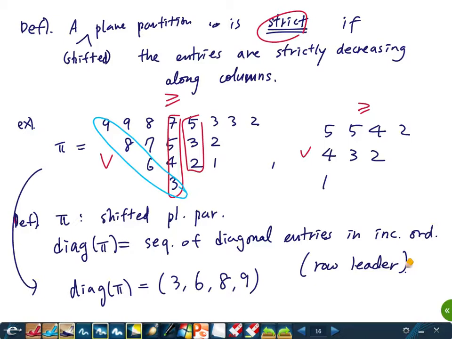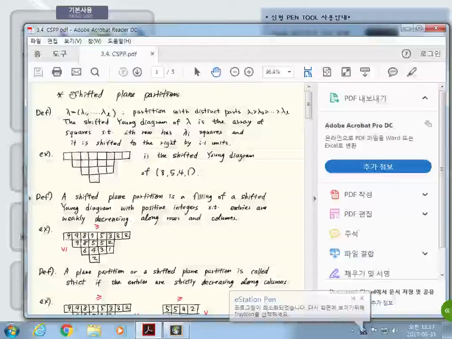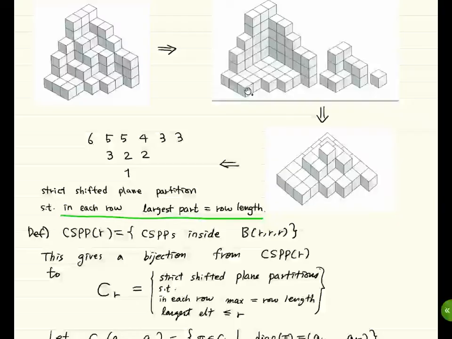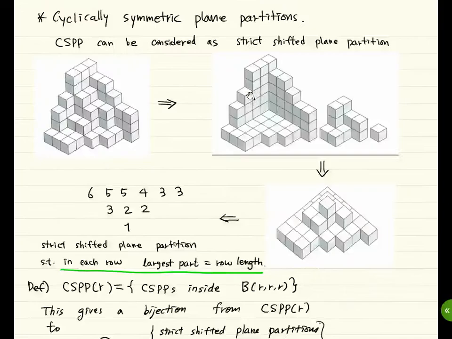So these shifted plane partitions will be used to study cyclically symmetric plane partitions. Because it takes time to draw the diagram, I'm going to use these lecture notes that I downloaded. We saw cyclically symmetric plane partitions in the first week of this semester. A cyclically symmetric plane partition is a plane partition that is invariant under rotation by 120 degrees. If you rotate it by 120 degrees, it looks exactly the same.